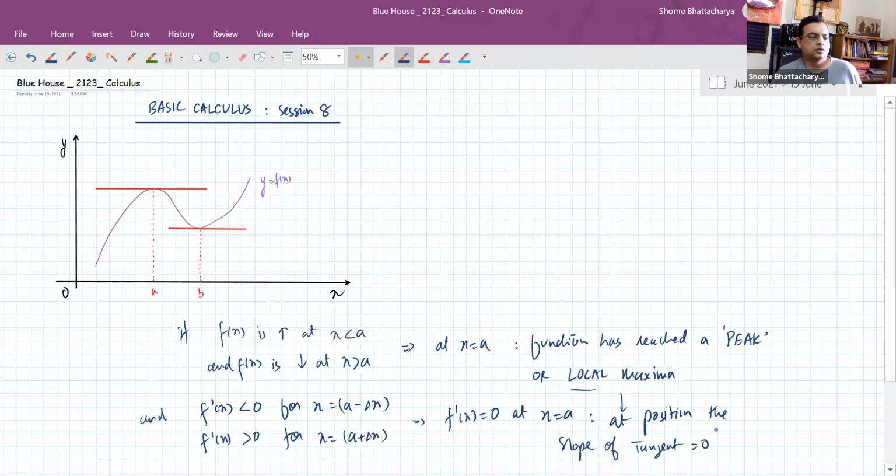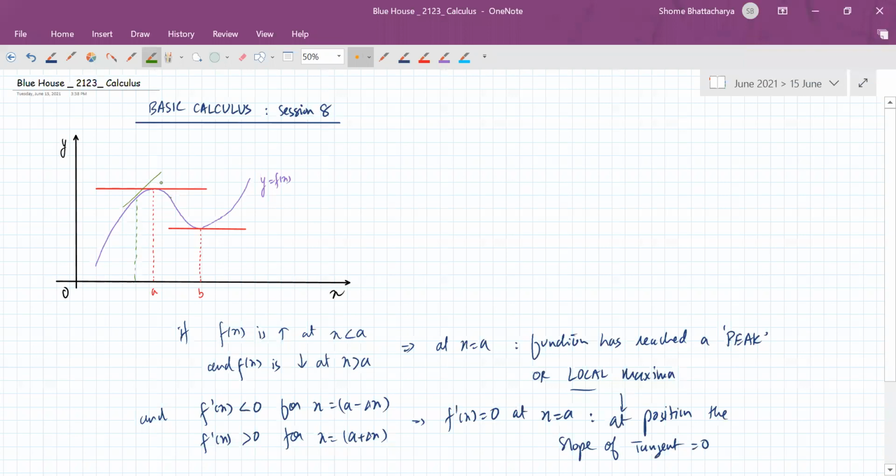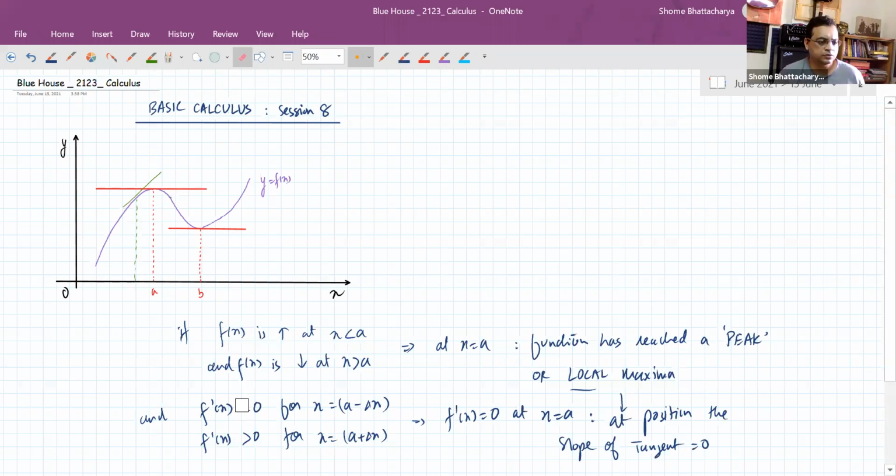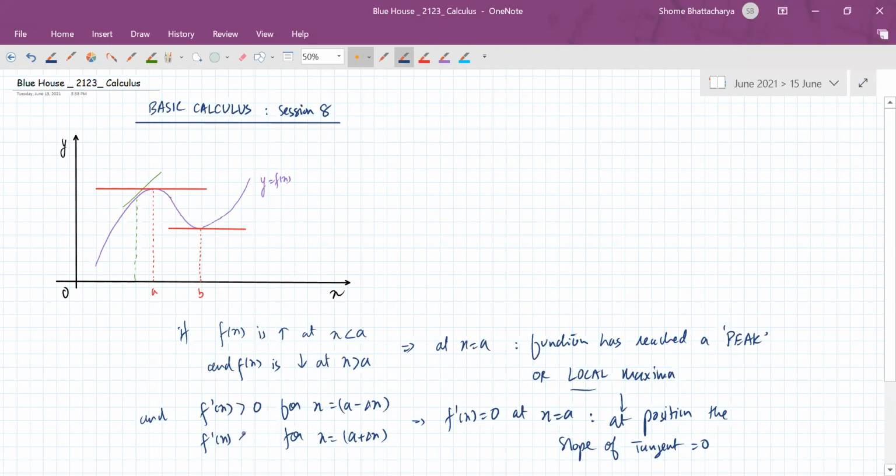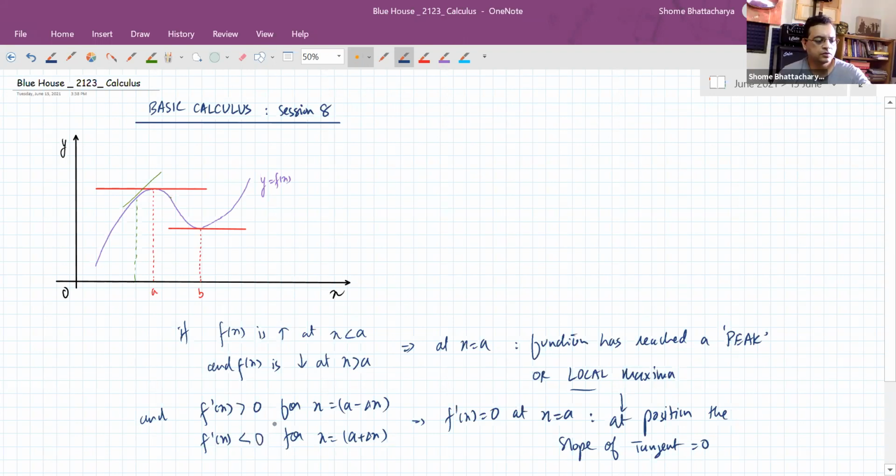As you can see, overall the behavior of this function here is such that at x equal to a minus delta x, the slope is positive. But I have written f'(x) is less than 0, oh sorry, yeah, it should be greater than 0, thanks for pointing out, it's just reversed. So here it is positive, because the function is increasing before a, and after a it is becoming negative because the function is decreasing.